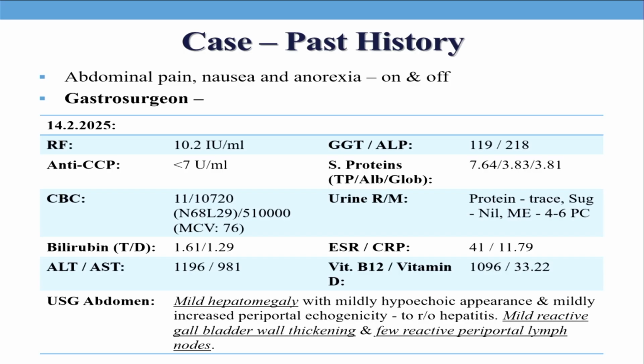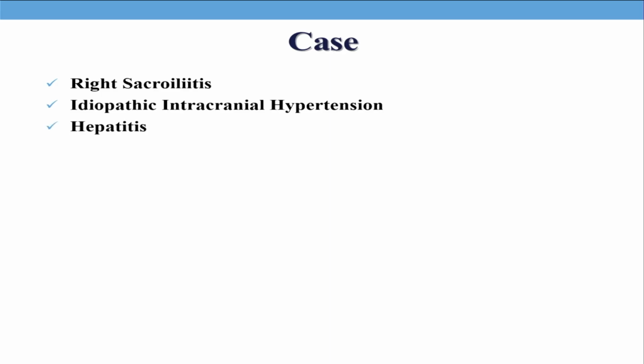USG was more suggestive of hepatitis or some infection, viral or something. It showed mild hepatomegaly with mildly reactive gallbladder wall thickening and a few reactive periportal nodes. So this case, summarized, is unilateral sacroiliitis, right side, idiopathic intracranial hypertension, cause we'll find out, and she had hepatitis with prodrome of low back pain, fever, or anorexia. So most likely it is some infection.